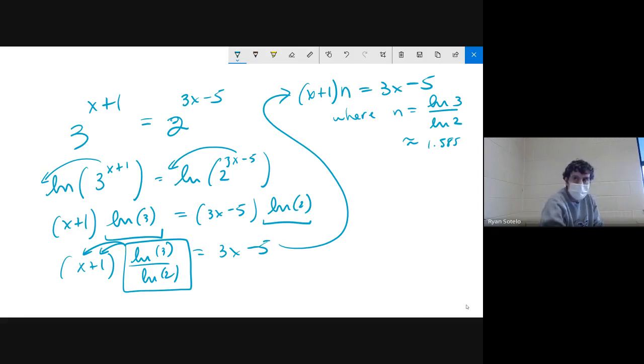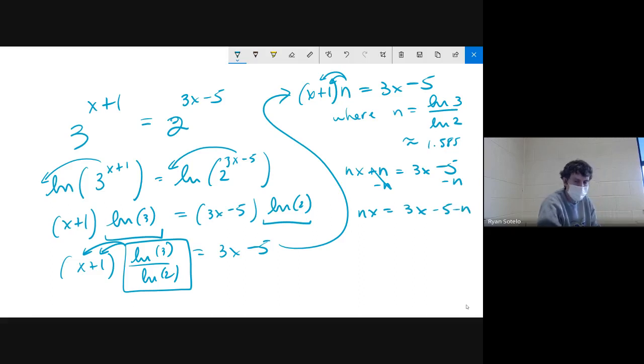All right, so then I just got to solve for x. So I'm going to distribute the n. So I get n times x plus n equals 3x minus 5. Oh, actually, no, I want to solve for x, right? So I'm going to subtract n from both sides. So I get nx is equal to 3x minus 5 minus n.